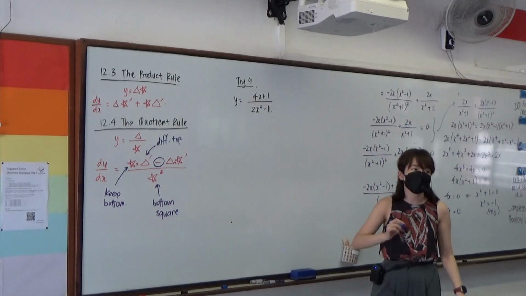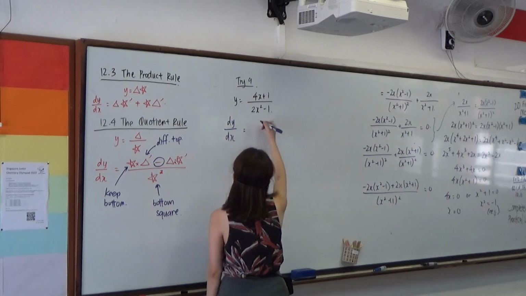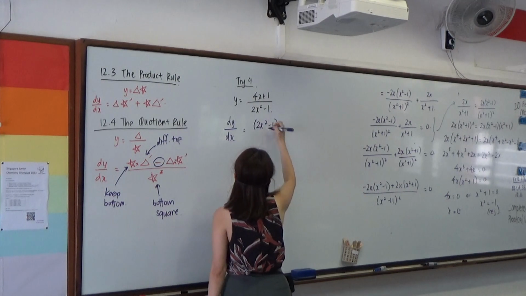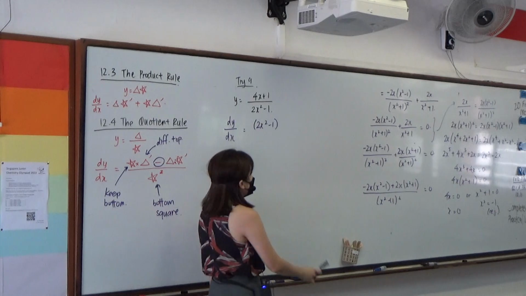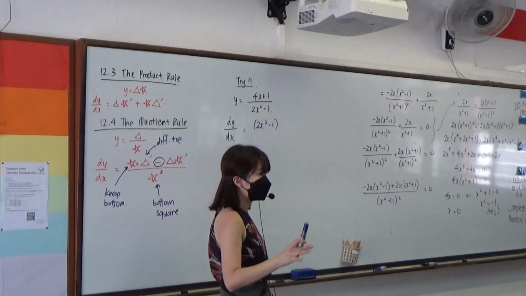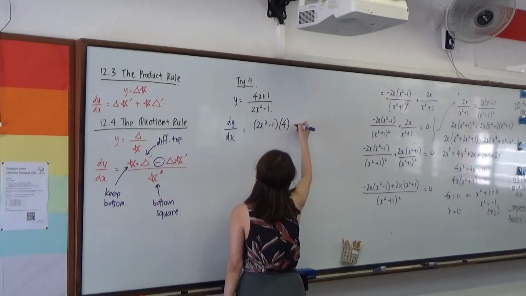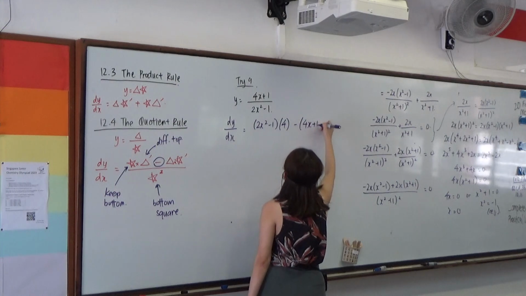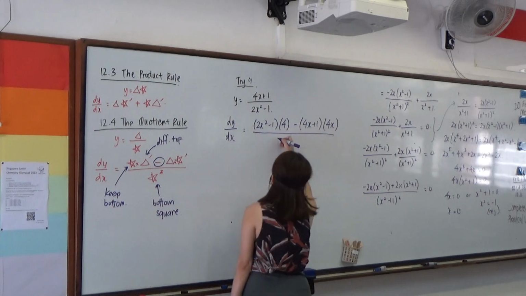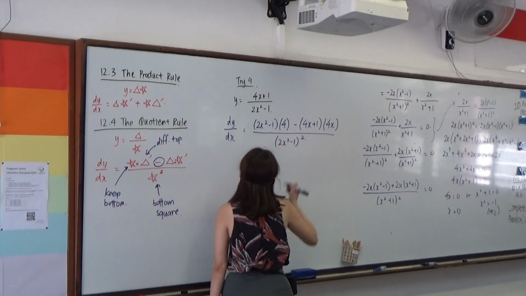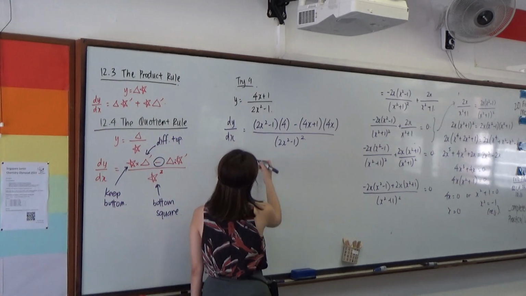Okay, differentiate this one. So what we do is we keep the bottom, 2x squared minus 1. We don't have to care about the indices. We just take 2x squared minus 1 on its own. Don't have to care that it's actually negative 1. Just see this itself only. Differentiate the top, we get 4, minus away. Keep the top, differentiate the bottom, that's 4x. Divide by the bottom square. Then we can simplify.